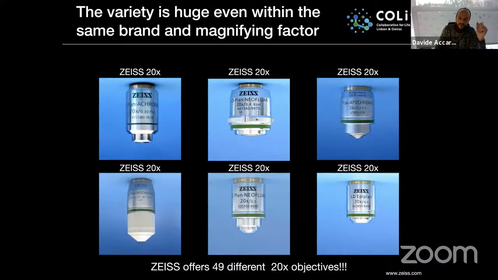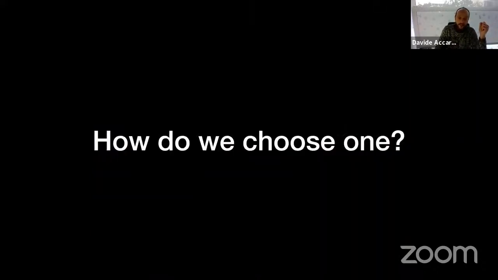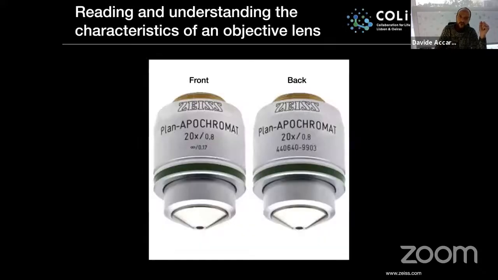Now, clearly, these objectives are not all the same. They have different characteristics, and they were made to answer different scientific needs. But then, how do we navigate within this panorama of objectives? How do we choose one? So let's learn together how to read and understand the characteristics of an objective lens. So this is a lens, and there are 2 pictures because one is the front and the other one is the back of the barrel of the same lens. So we can have access to the entire information.